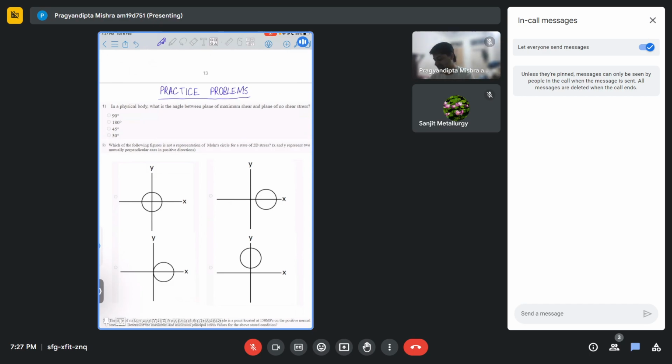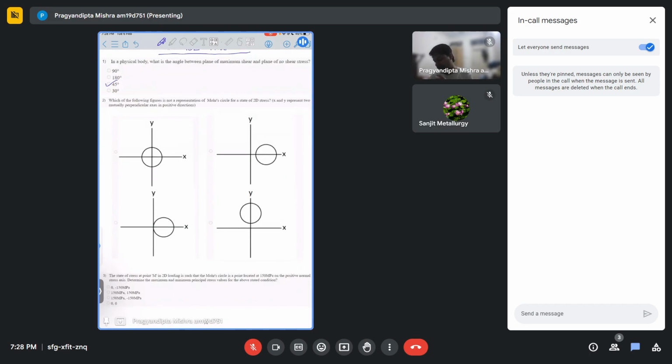The first question says, in a physical body, what is the angle between plane of maximum shear and plane of no shear stress? So, what is the plane of maximum shear and what is the plane of no shear? It will be 45 degrees, sir. Yes. Why? Because what is the plane of no shear stress? The principal plane, not just maximum. Even the minimum principal plane might also be a plane of no shear stress. Just the planes having principal stresses are known as planes of no shear stress. So the answer would be 45 degrees.